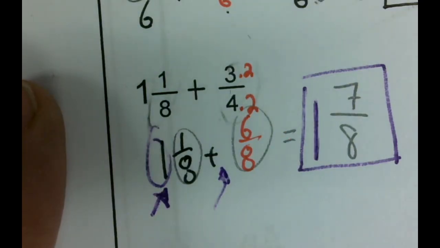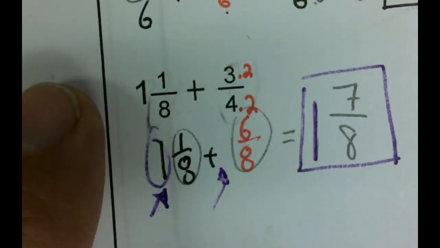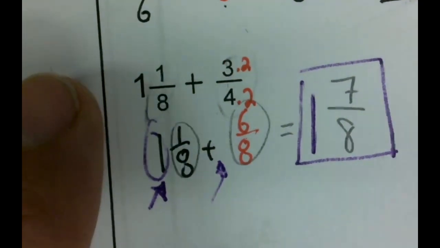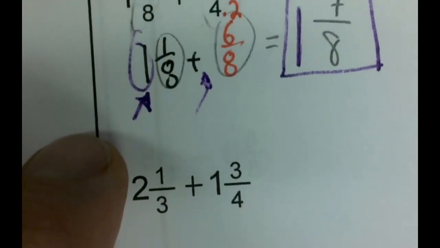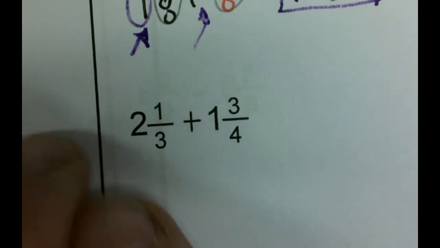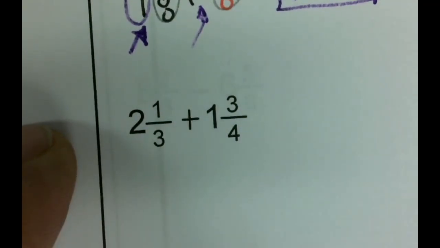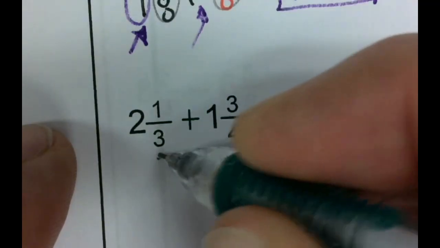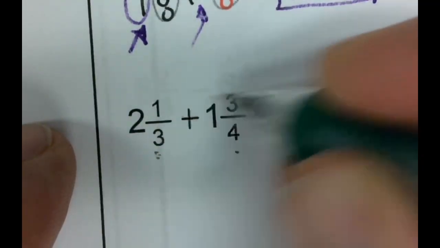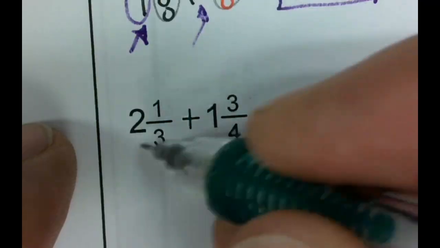So I box it on up. There are other strategies as well for solving these. You can make them improper, but that's just a little bit extra work, and I'm trying to help us to be efficient. So again, when they're mixed numbers, let's first focus on the fractions. We're going to add the fractions, but no, you cannot just add straight across. We need a common denominator.